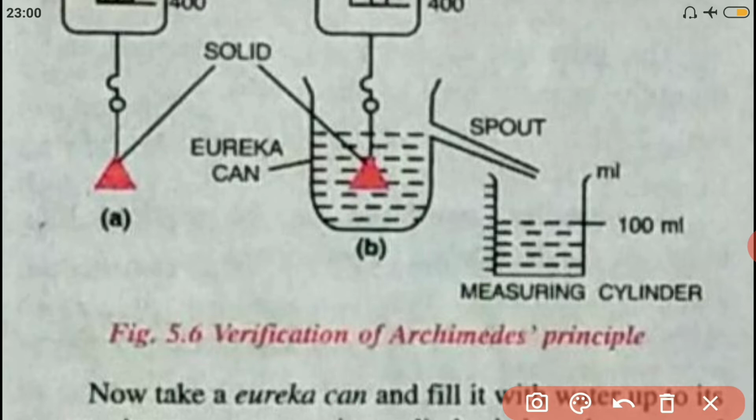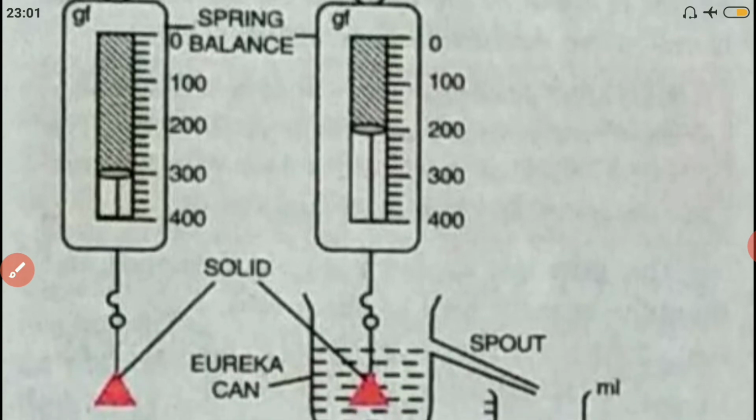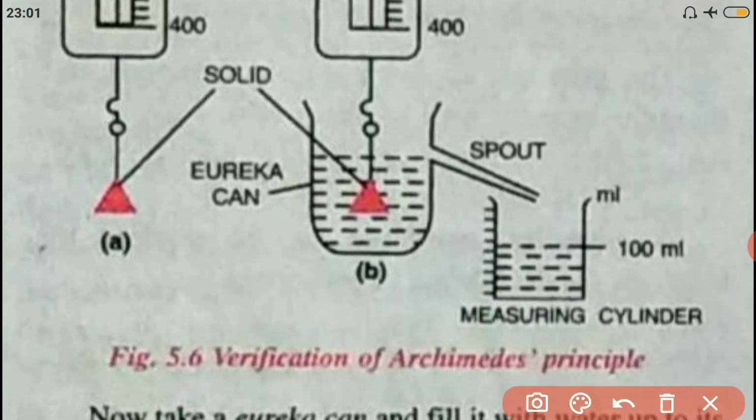Now again, if I immerse this particular solid inside the water contained in a Eureka can, you can see the reading will change. Why will the reading change? Because the reading has become 200. The reading changes because this object experiences upthrust. Now again the question comes, how much upthrust, right?